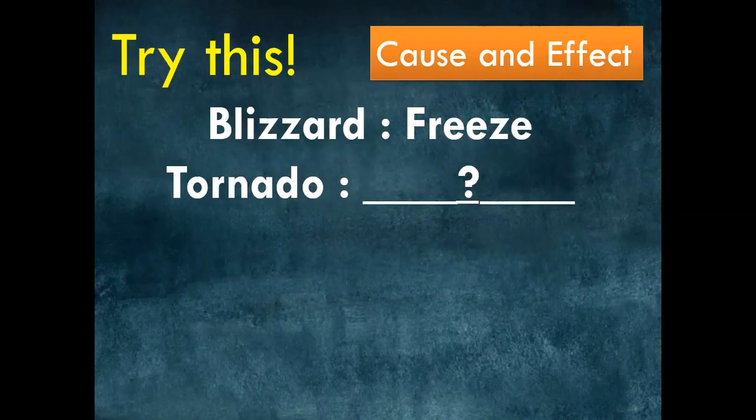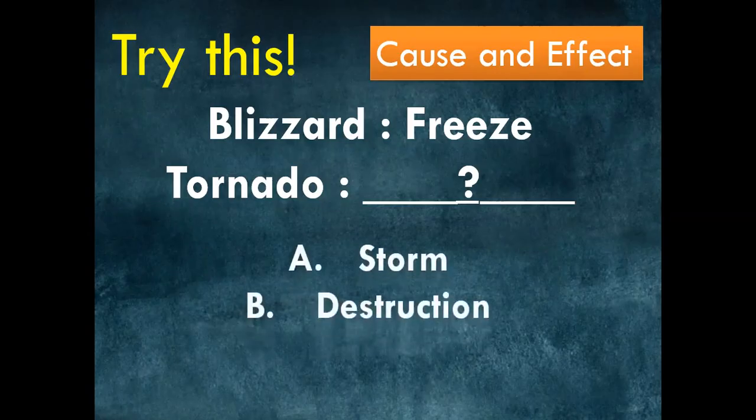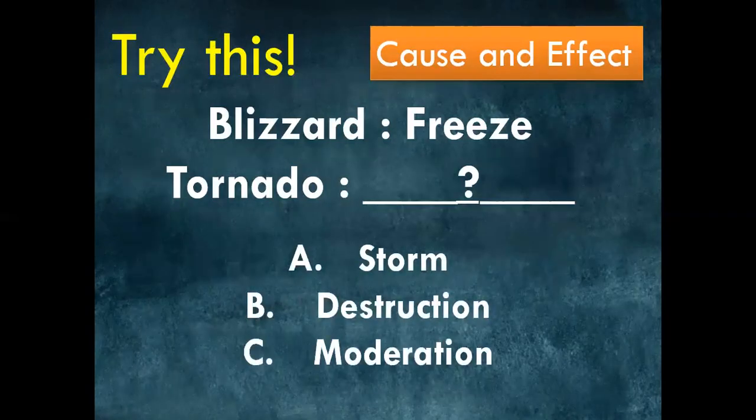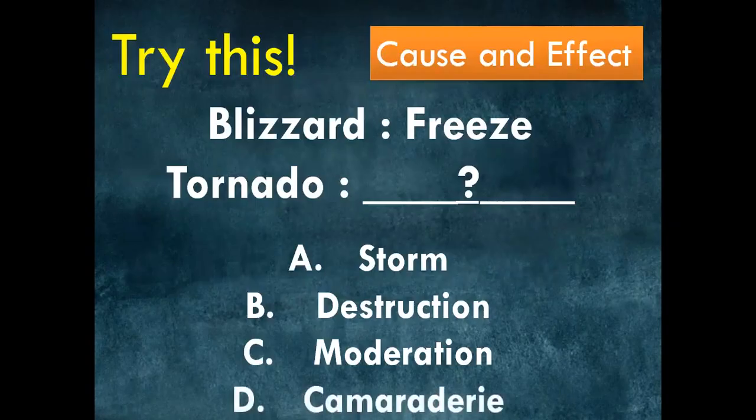Let's deal more with the following example. Blizzard is to freeze, tornado is to blank. Is it A, storm, B, destruction, C, moderation, or letter D, camaraderie? Now, which do you think is the effect of tornado? Tornado is the cause, the effect is? You are correct. The answer is letter B, destruction.